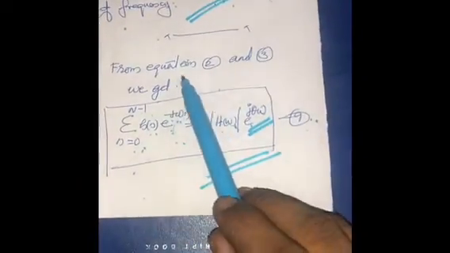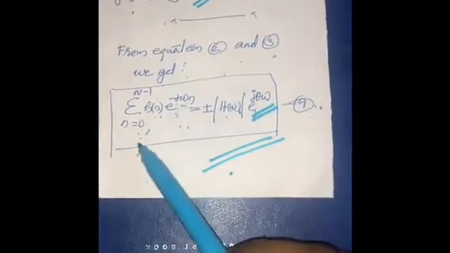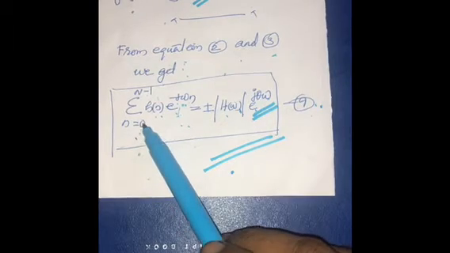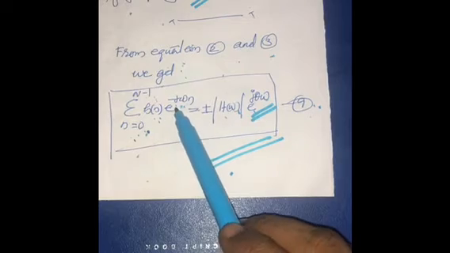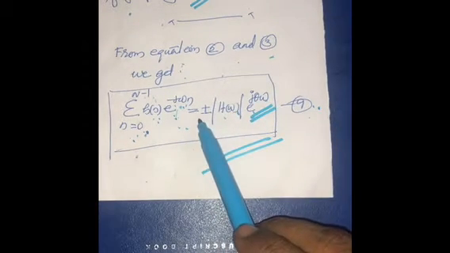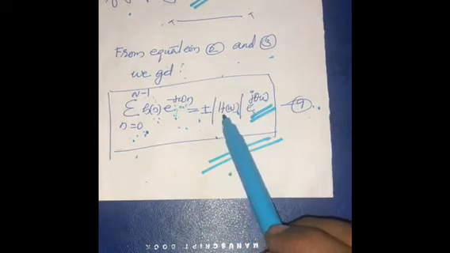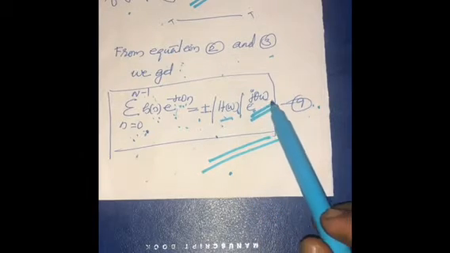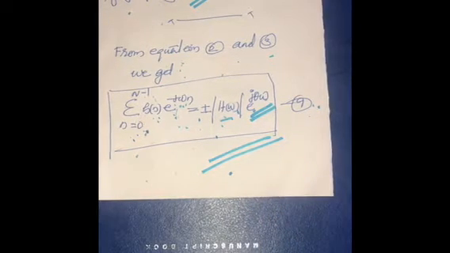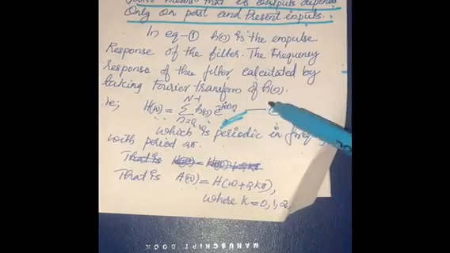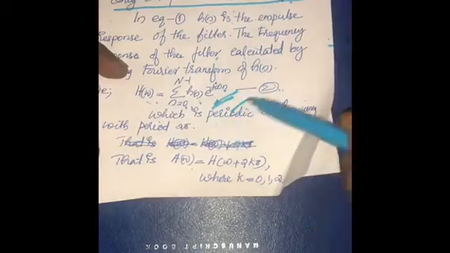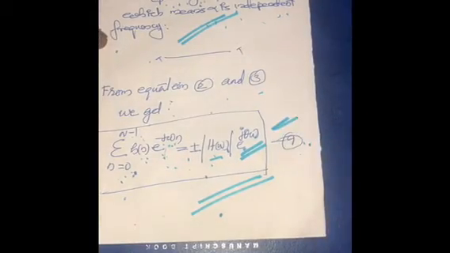From equation 2 and 3, we got sigma n is equal to n varies from 0 to n minus 1 h of n e raised to minus j omega n is equal to plus or minus modulus h omega e raised to j theta omega. The equation 1 is this one, and equation 2 is this one, and equation 3 is this one. Comparing this equation 2 and 3, we got this equation 4.